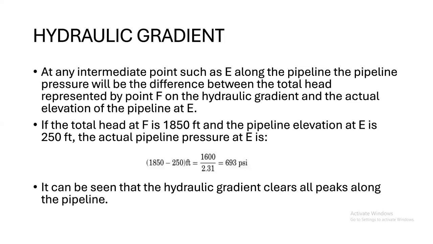If the total head at F is 1850 and the pipeline elevation at E is 250 feet, the actual pipeline pressure at E is that of 1850 minus 250 feet, which is 1,600 divided by 2.31 to convert this feet to PSI. It can be seen that the hydraulic gradient clears all peaks along the pipeline, which means our pipe will flow fully throughout the length of the pipe.